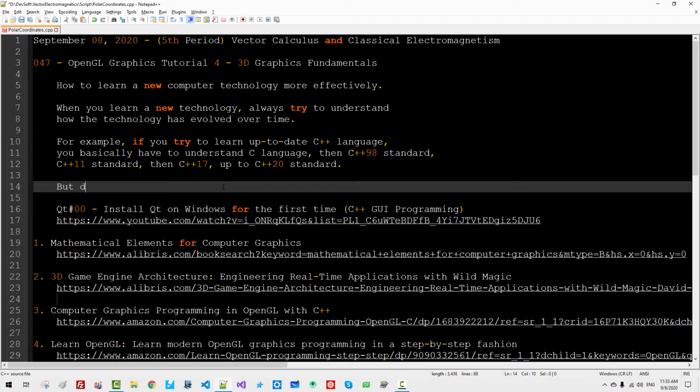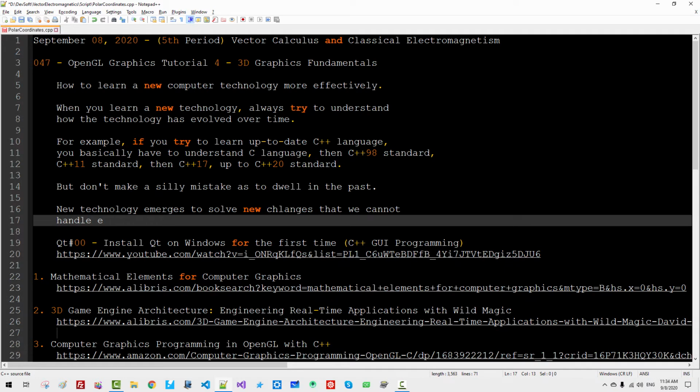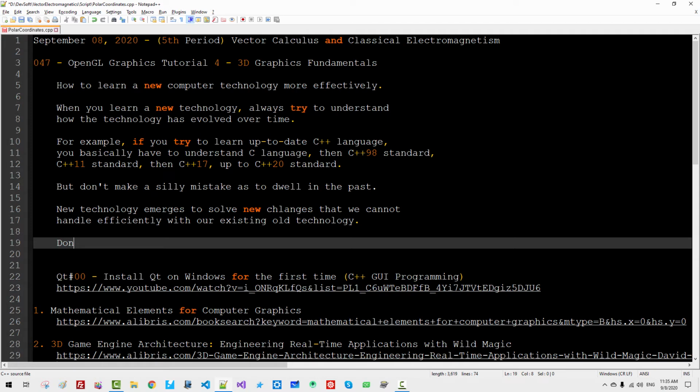But don't make a silly mistake as to dwell in the past. New technology emerges to solve new challenges that we cannot handle efficiently with our existing old technology. Don't love too much what you already have or what you already know well.